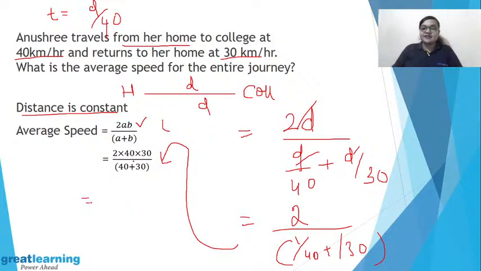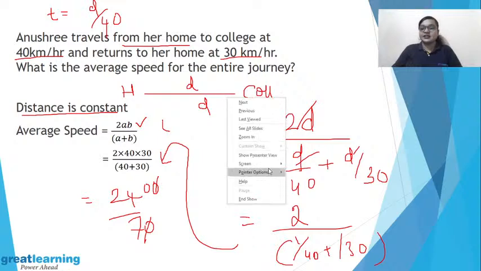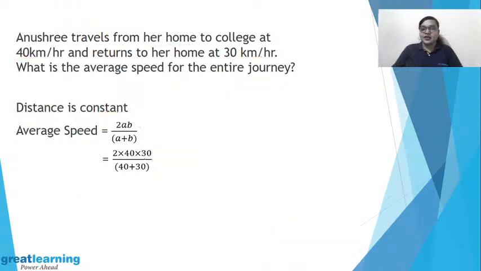So if I simplify that, I'll get 2 into 40 into 30, which is 2400, divided by 70. So if I simplify that, 240 by 7 will be the correct answer. Right. So I can go in this way and I can get the answer. So whenever distance is constant, directly I can use this formula and I can go for it.